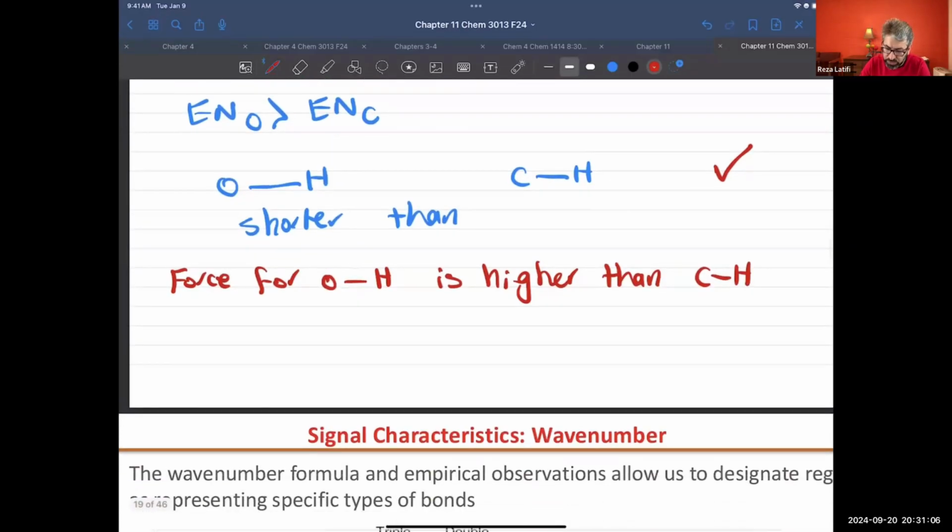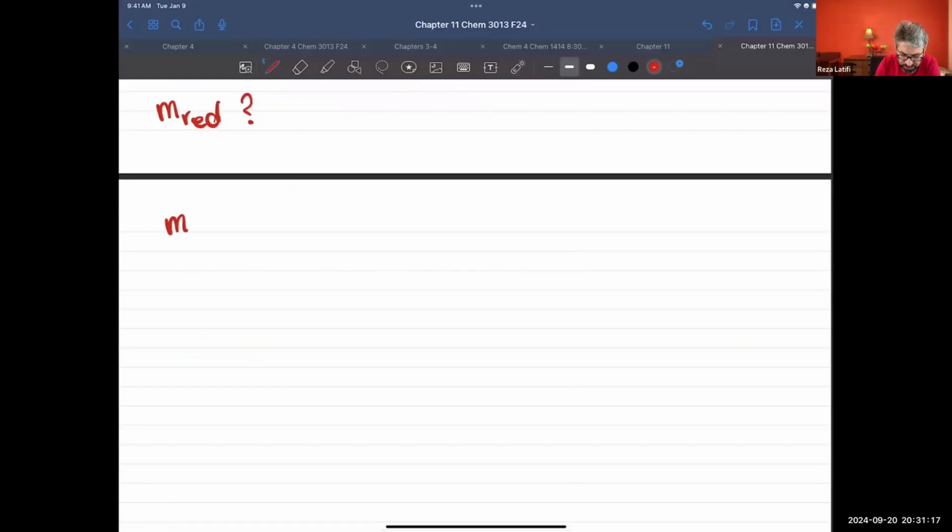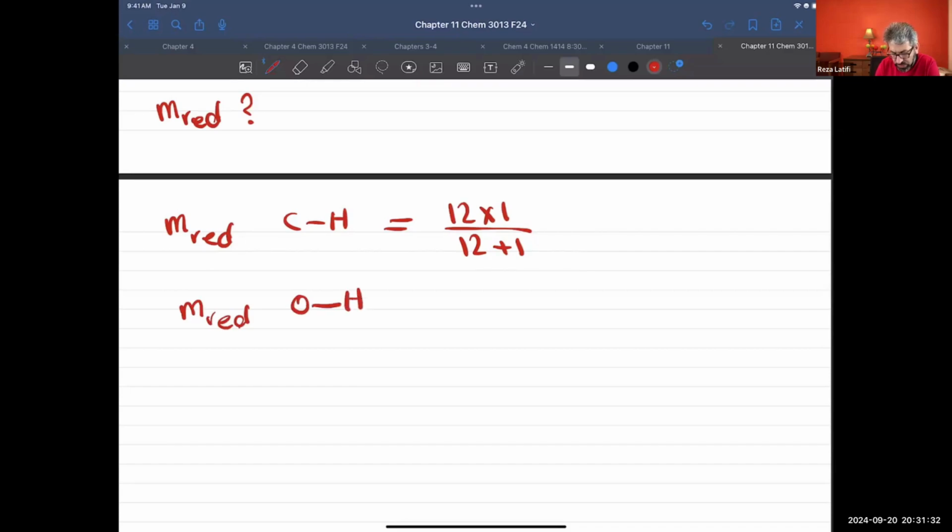But then you have to include this one also in your calculation. How about the reduced mass? I need to see the effect of that one. So reduced mass for CH is 12 multiplied by 1 divided by 12 plus 1. The reduced mass for OH is going to be 16 multiplied by 1 divided by 16 plus 1. Let's get the relationship between those. So we have 12 divided by 13, that's going to give us 0.92, and 16 divided by 17, this one is 0.94.